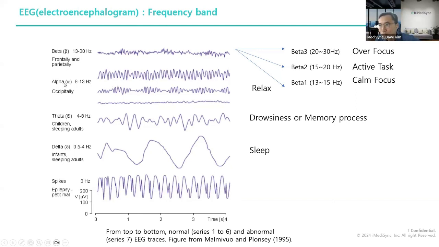The alpha is usually occipital, and the amplitude is bigger compared to the beta rhythm. When we get drowsy, the alpha rhythm decreases like this. Alpha usually represents the relaxed status. And after a person goes to real drowsiness, the theta starts like this. This kind of persistent theta could be drowsiness, but some kind of phasic, very transient theta is associated with the memory retrieval process.